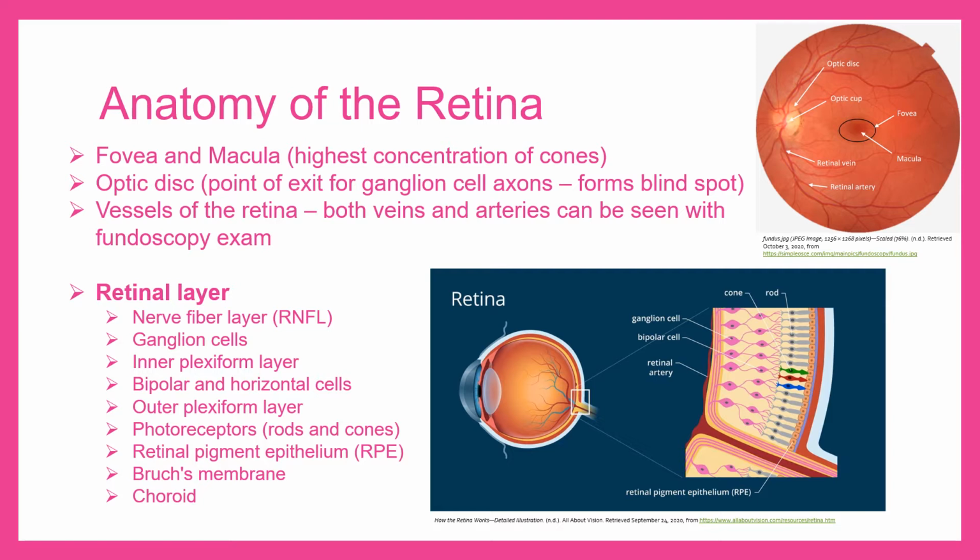On the other side, more temporally, you'll see the fovea and the macula. This is where the highest concentration of cones reside and therefore the highest visual acuity. When you look at an object via your central vision, this is where the light from that target will converge. And of course, the main topic of this presentation, you cannot ignore the vessels of the retina.